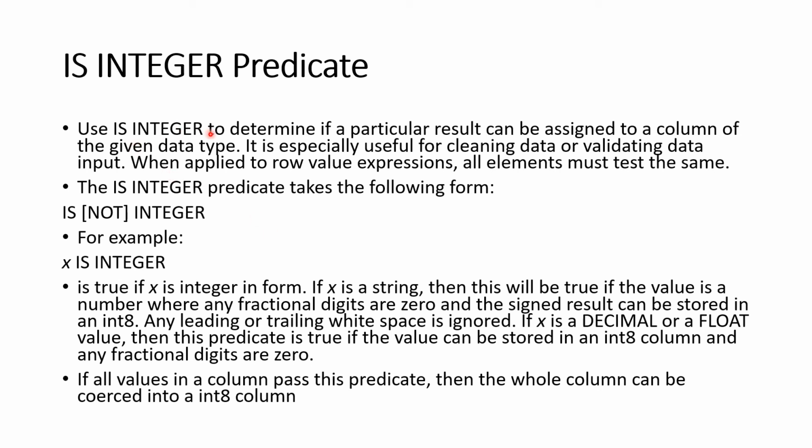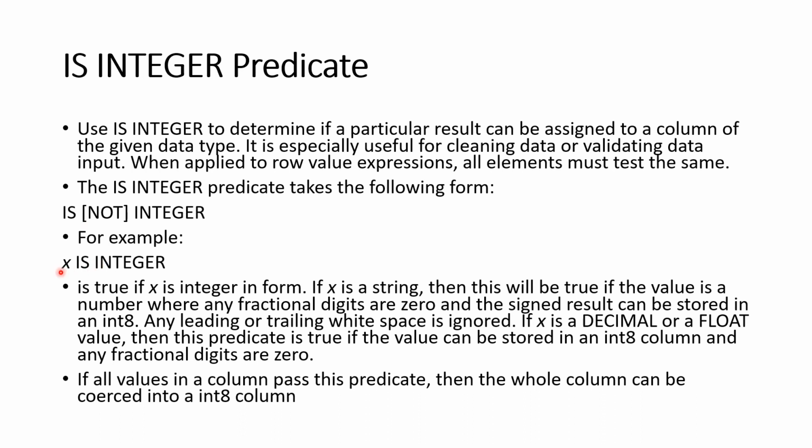Use is integer to determine if a particular result can be assigned to a column of the given data type. It is especially useful for cleaning data or validating data input. When applied to row value expressions, all elements must test the same. The is integer predicate takes the following form. So it can take is integer or is not integer.